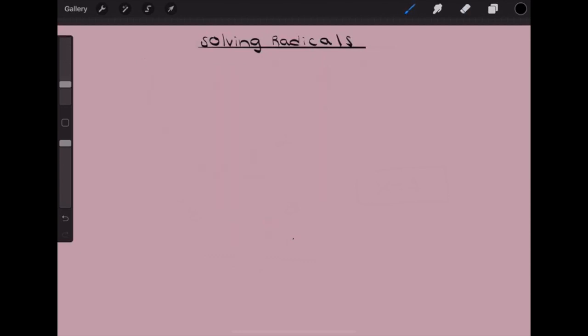Now we're going to do one with a cubed root. And it's really just the same thing, but there's just one little difference, which you'll see in a second. So the cubed root of x plus 15 is equal to 3. So instead of squaring both sides, we'll cube both sides.